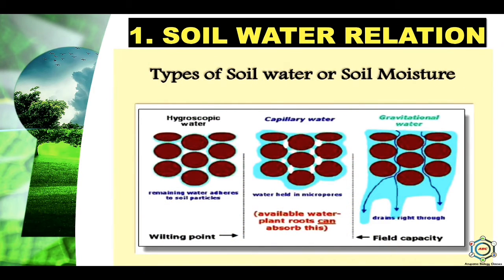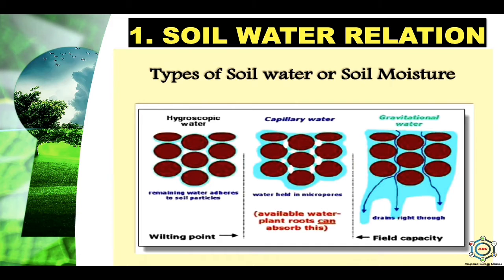Now, broadly, we can recognize five stages of water in the soil which differ in their availability to the plants, and these are briefly described here. So, here you can see the types of soil water or soil moisture. So, at first, that is the gravitational water.